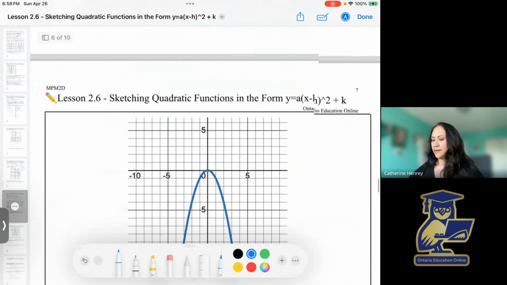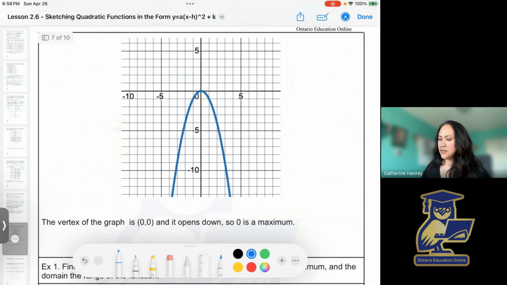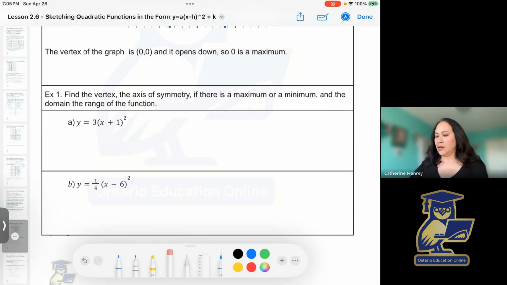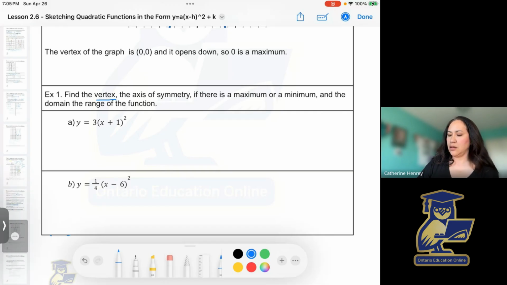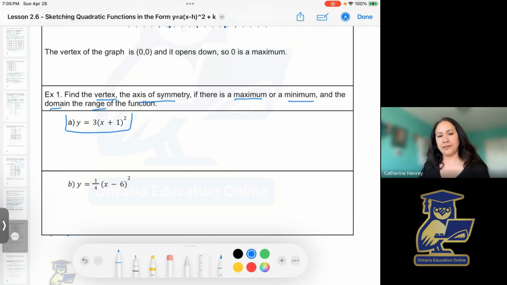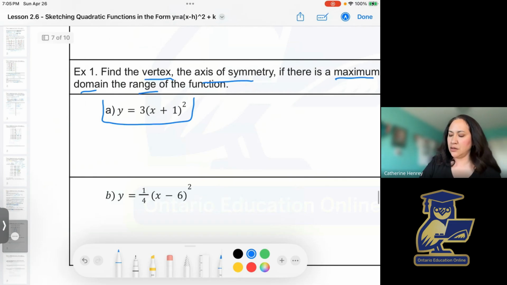So let's move on here. The vertex of the graph here is (0, 0), and it opens down, so 0 is a maximum here. So let's take a look at example 1, where we're asked to find the vertex, the axis of symmetry, determine if there's a maximum or minimum, and the domain and the range given the function in vertex form. So let's start by identifying the parts of the function.